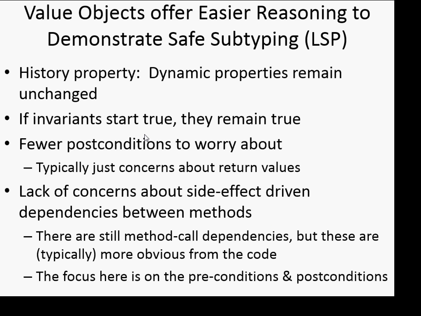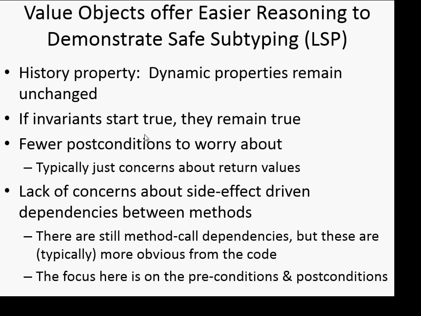Okay. Now, in terms of the Liskov substitution principle, it turns out if you have value objects, it's much easier to reason about correctness of subtyping. Okay? So remember the Liskov substitution principle. We talked about a number of requirements to adhere to it. It's about safe subtyping. If we have a supertype, we want to create subtypes that won't break code that knows only about the supertype.